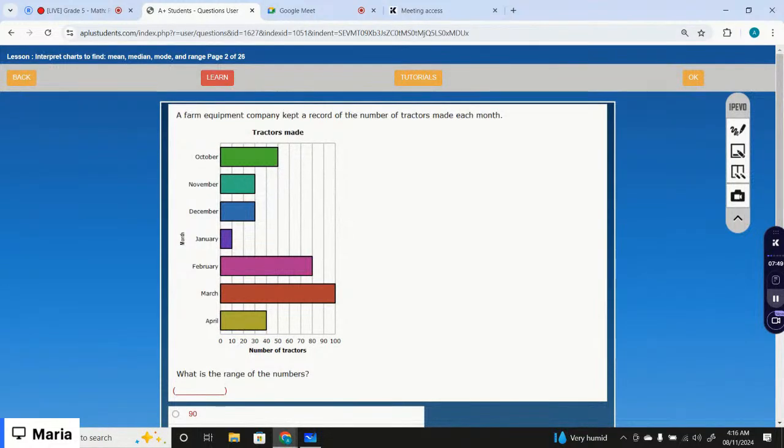A farm equipment company kept a record of numbers of tractors made each month. What is the range of the numbers?